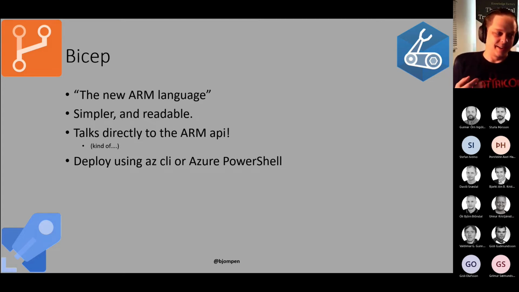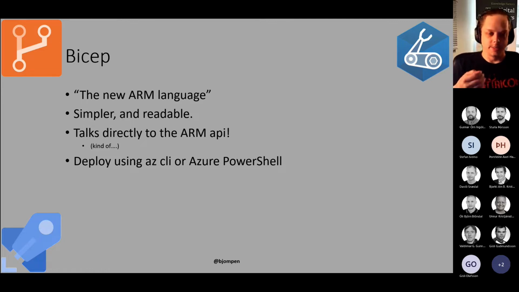We get the version of APIs compiled into Bicep. So whenever there's a new release of Bicep, we get sort of everything that exists in Azure supported in there. And what I mean when we talk directly to the ARM API is that ARM API documentation, or the actual ARM API itself, is part of what creates Bicep.